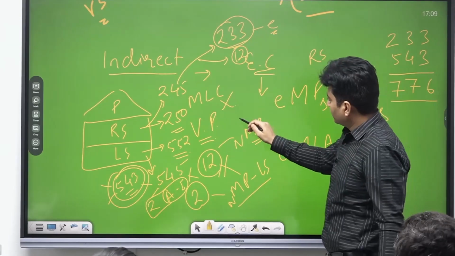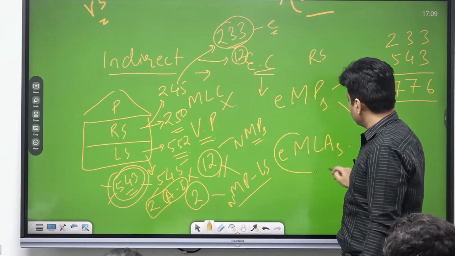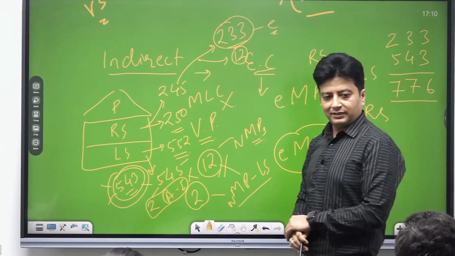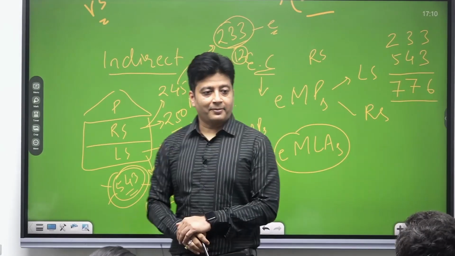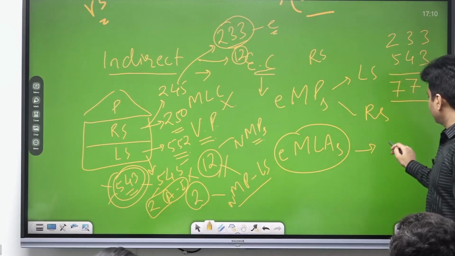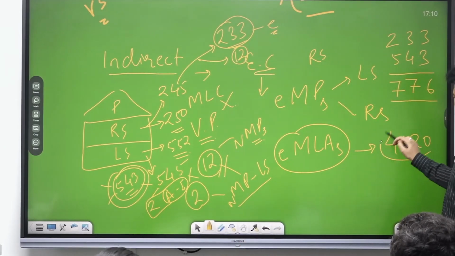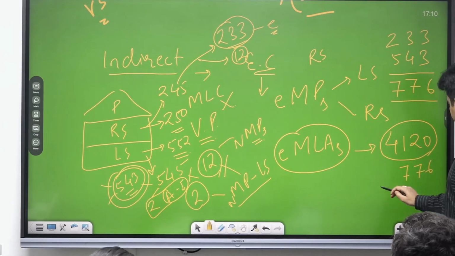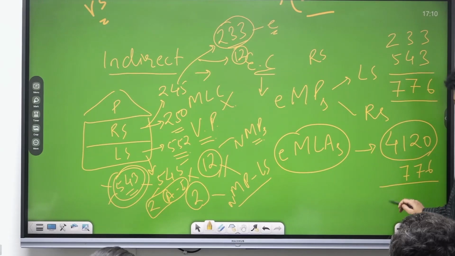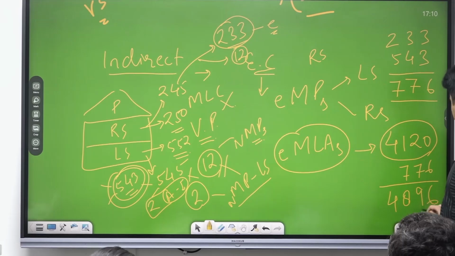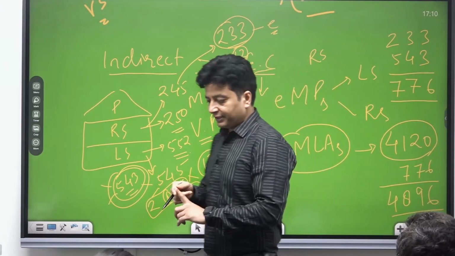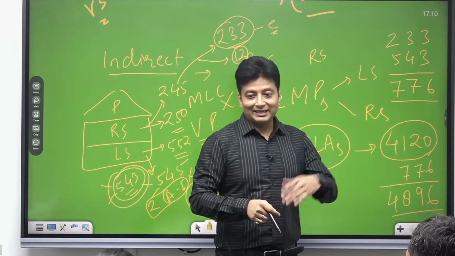Now we talked about whom? We talked about MLAs also, right? How many elected MLAs are found in India? The figure is as of now 4,120. So if we add this to 776, how much should it be? 4896.